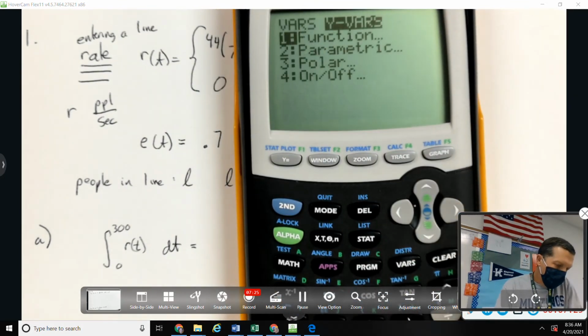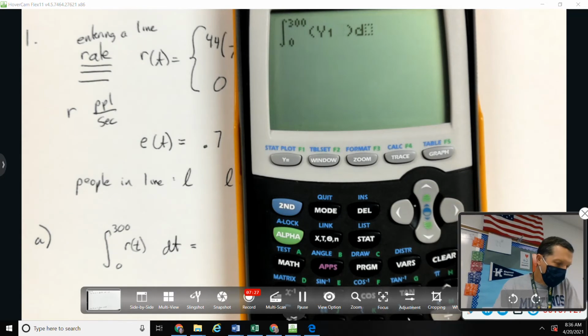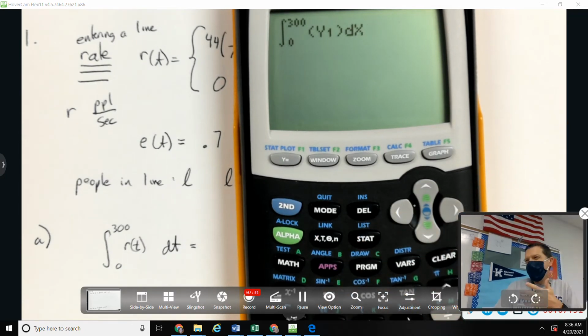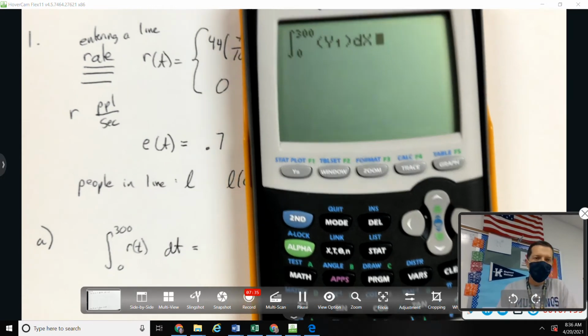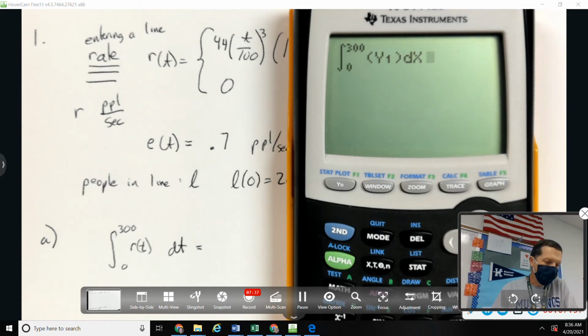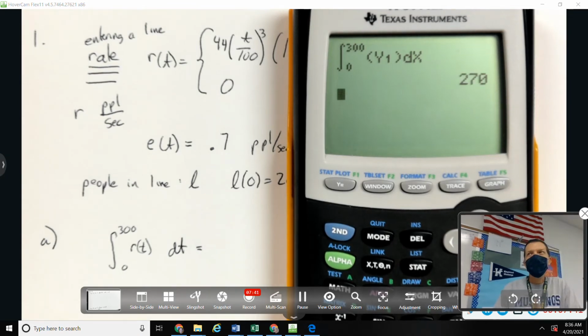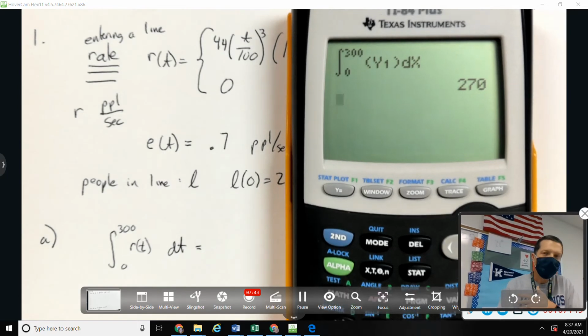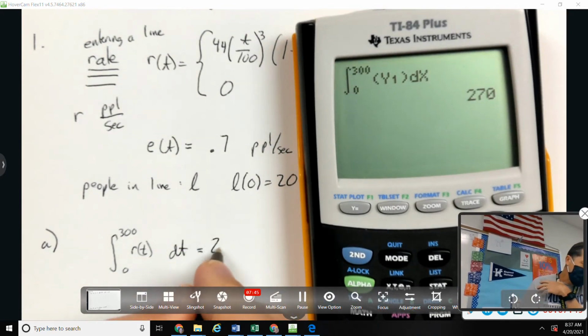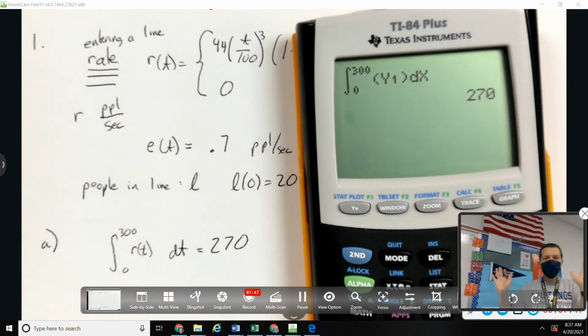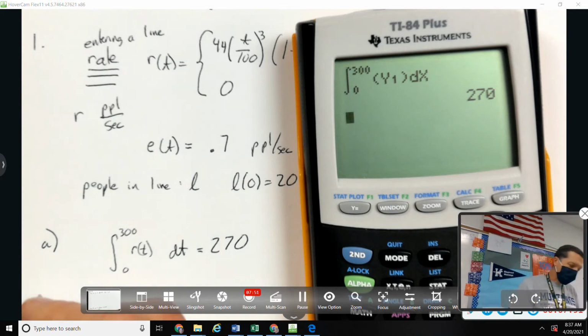Vars, that's Y1. Be careful with the dx and dt stuff. We're doing everything in x in the calculator, even though it's really dt here. So there's my answer, and I don't have to do that by hand. This is a calculator problem, so I'm done. That's supposed to be an easy one as long as you understand what they're asking for.